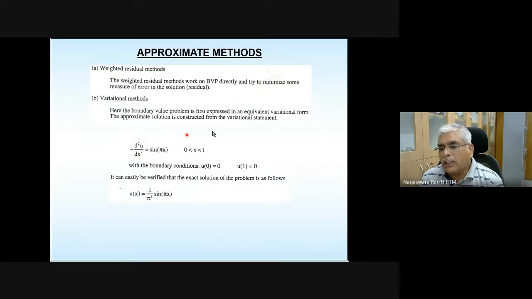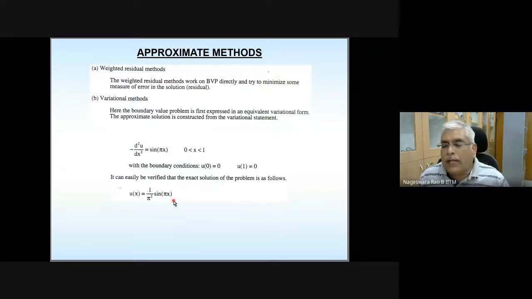And this simple problem is taken, and I can easily find the exact solution. Integrate this twice, I get two integration constants, substitute the boundary conditions and determine those constants, and then I get the exact solution. So you do that exercise. Here this is the differential equation, this is the domain over which we are solving, and these are the two boundary conditions. Integrate it and see whether this is what you are getting or not. Okay, this is the exact solution for this problem.